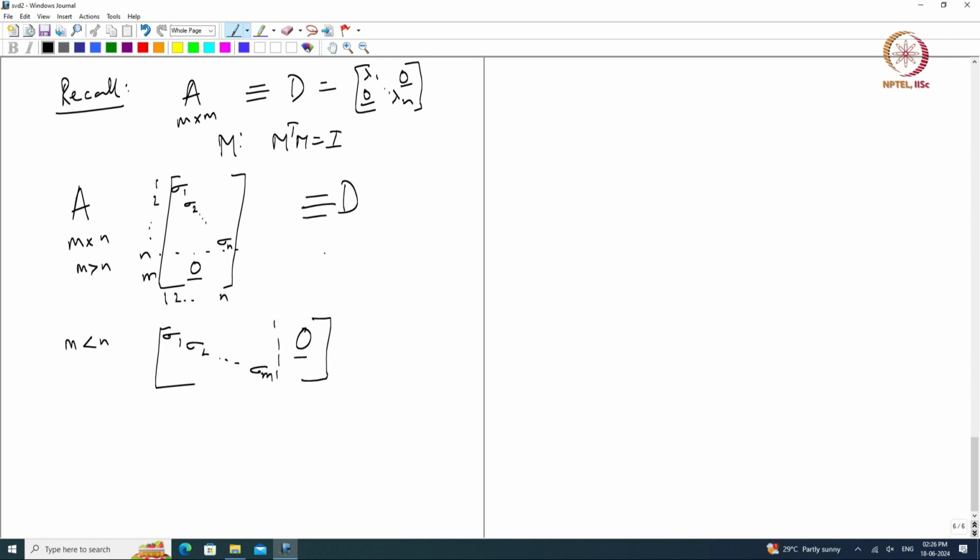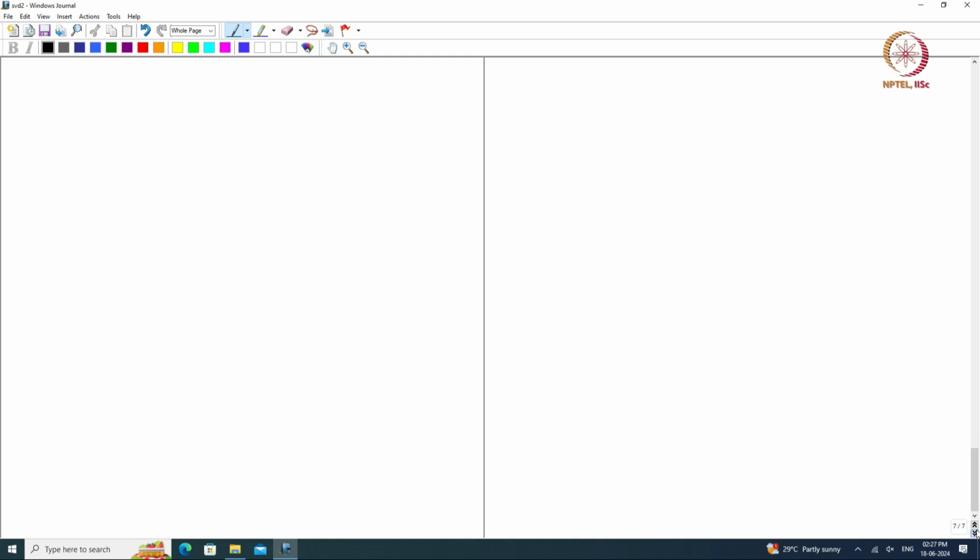So, this is the diagonal equivalent of a non-square matrix m cross n. This is the case A with m less than n, and this is the case where A has m greater than n. So, how do I get this structure? How do I get this structure?